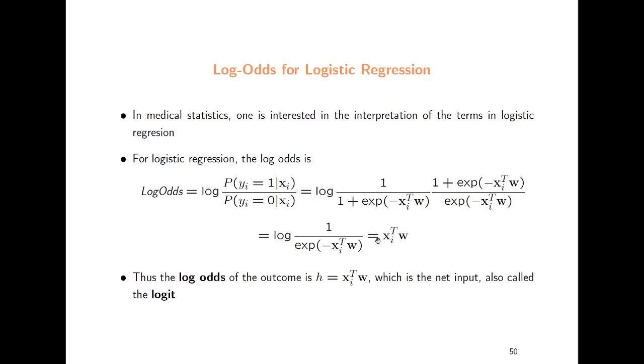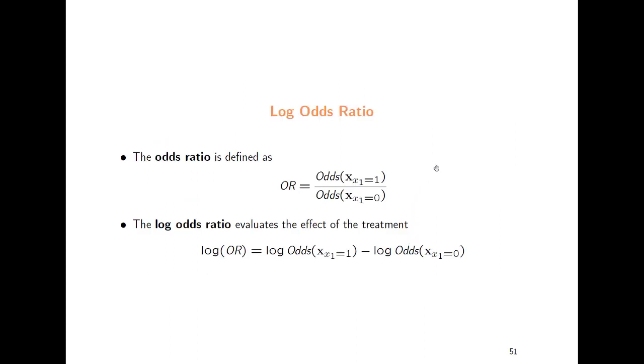If based on our model we calculate the log odds, then we are left with the linear function without the sigmoidal transfer function. And of course, the linear term, the input, also has a particular name. It's called the logit. So now we have the log odds. Now we are going one step further. We are considering the log odds ratio.